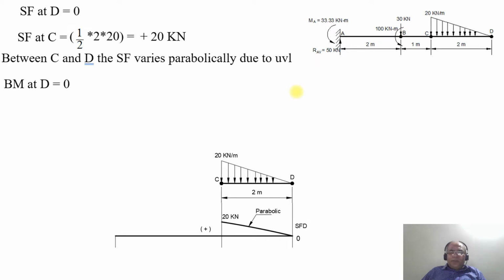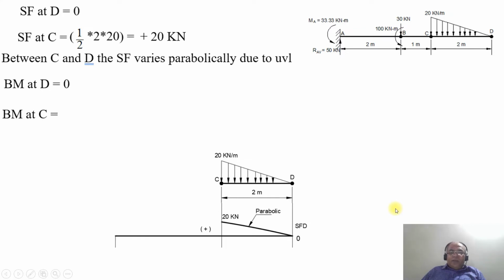Now we are going to consider the bending moment at the point D. So the bending moment at the point D will be equal to 0, and the bending moment at the point C, as the load is acting downwards, therefore the beam is going to try to bend in the downward direction. So naturally, it is going to be a hogging bending moment. So that means by sign convention, it is going to be negative.